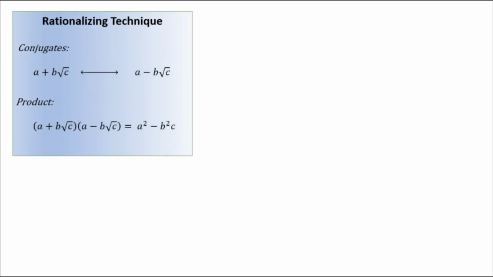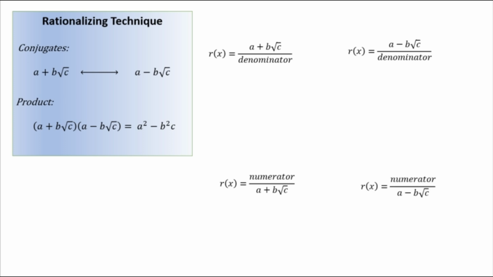Another type of rational function that yields 0 over 0 when evaluated at x equals c are those that involve radicals. Any one of these four forms of rational functions that involve radicals.